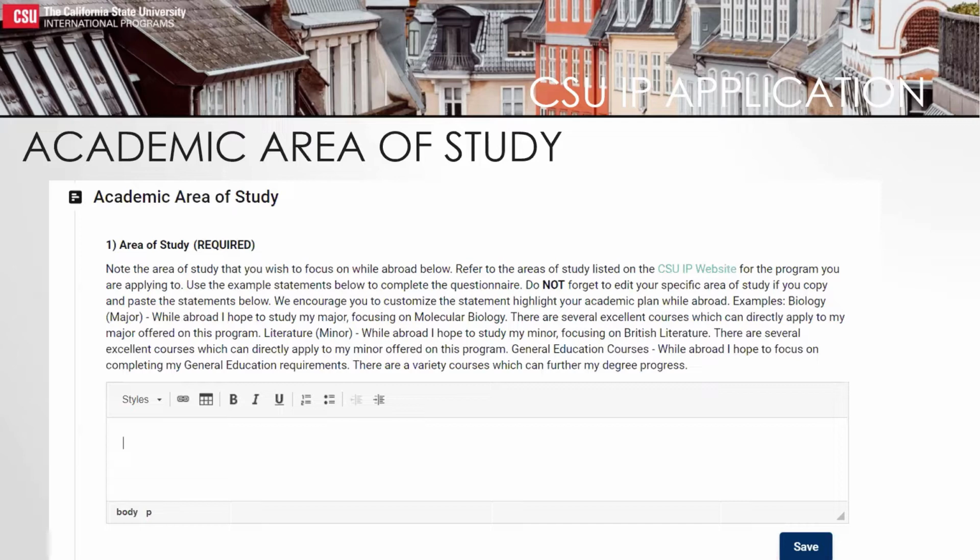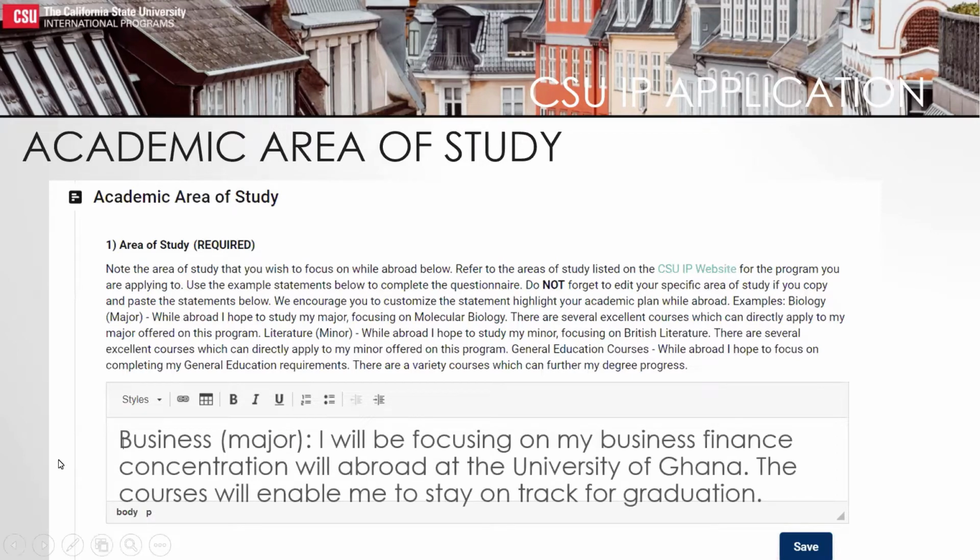For example, if your goal is to study business at the University of Ghana, say that I'm a business major with a concentration in business finance. I will be pursuing that at the University of Ghana. I have found courses there that will help me stay on track for graduation. Doesn't have to be fancy.